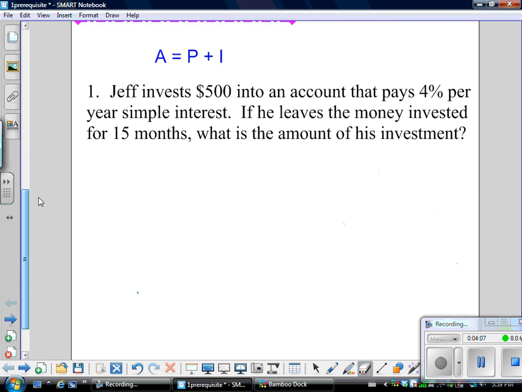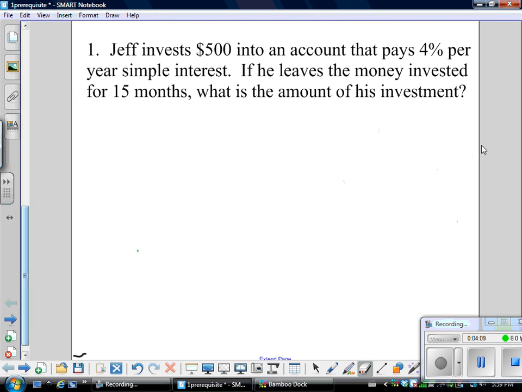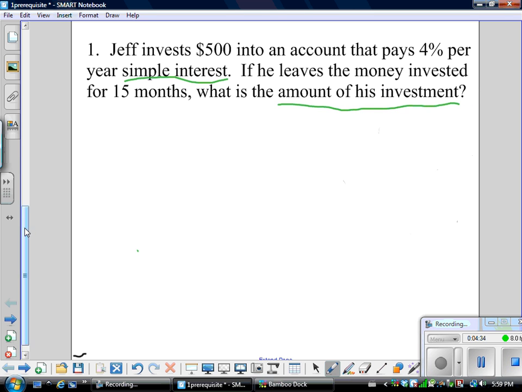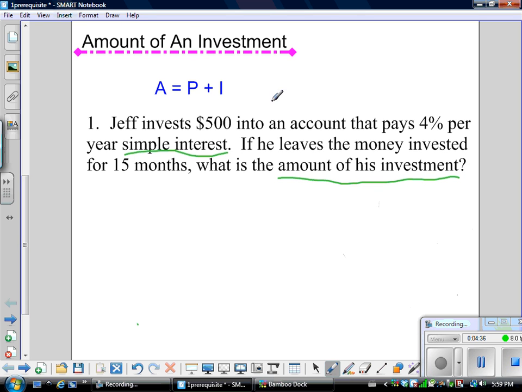So let's take a look at this first question that we have. Jeff invests $500 into an account that pays 4% per year simple interest. Okay, so simple interest, that's important. If he leaves the money invested for 15 months, what is the amount of his investment? Okay, so there's that amount of investment again, which, if I take a look, relates back to this simple formula here.